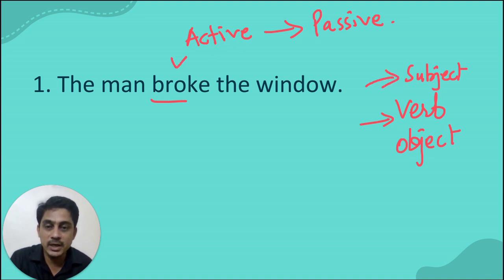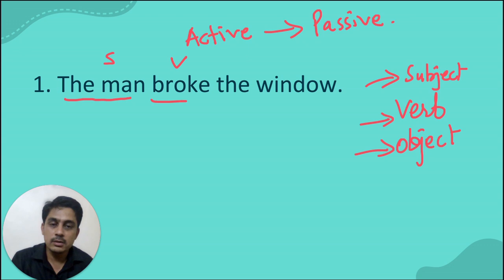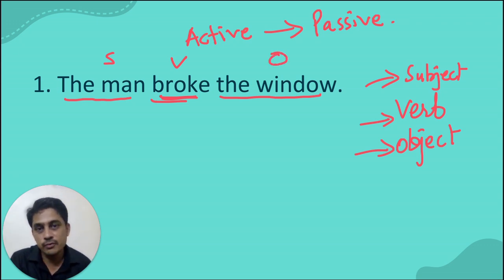Now find the subject. How to find the subject? Ask the question who to the verb and the answer will be your subject. Who broke? The man. This is subject. And how to find the object? Ask the question what to the verb and the answer will be object. Broke what? What is broken? The window. The window is object. So we have found subject, verb and object in this sentence.